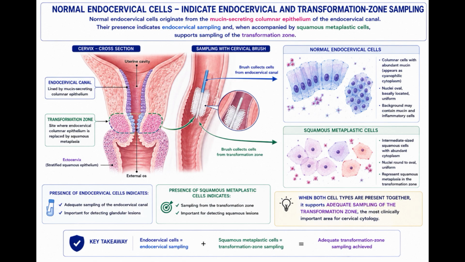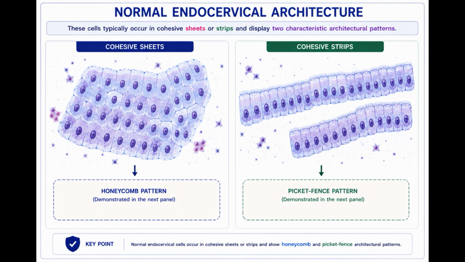Normal endocervical and squamous metaplastic cells. Normal endocervical cells originate from the mucin-secreting columnar epithelium of the endocervical canal. Their presence indicates endocervical sampling and, when accompanied by squamous metaplastic cells, supports sampling of the transformation zone. These cells typically occur in cohesive sheets or strips and display two characteristic architectural patterns.